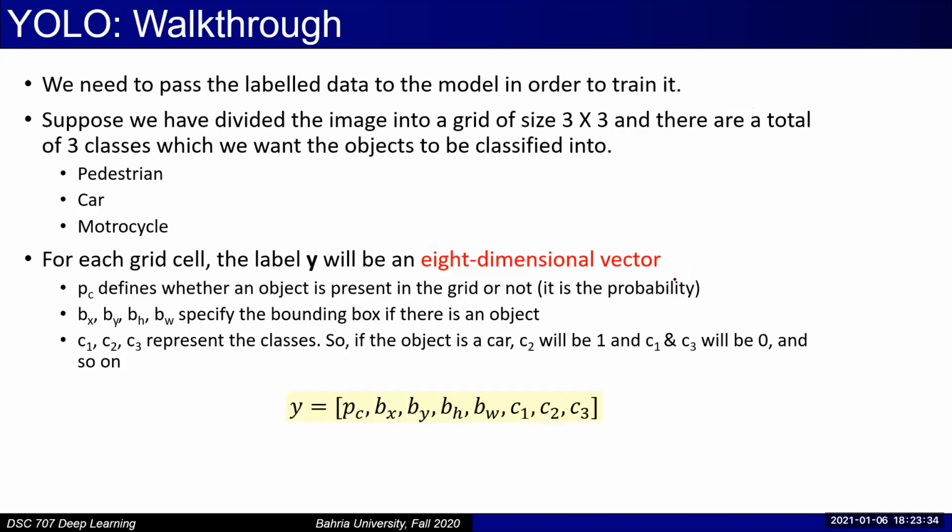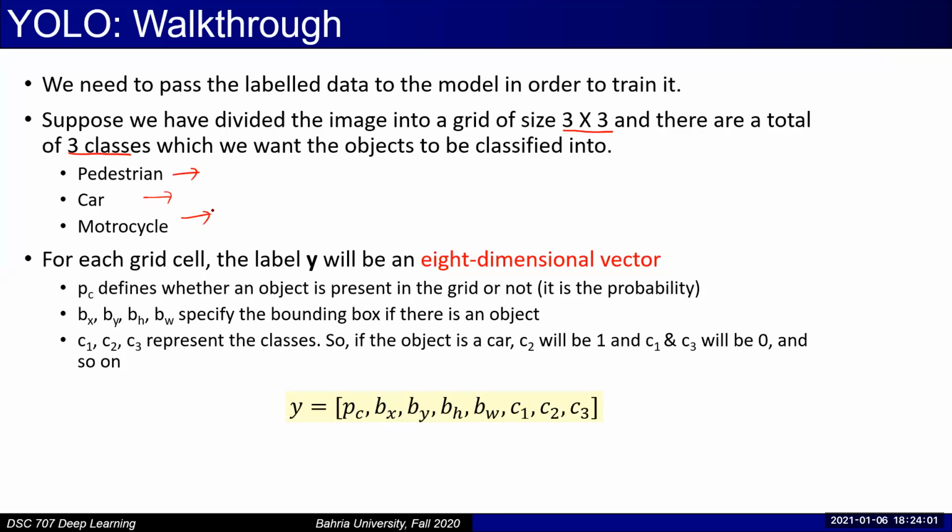Now, the first thing is how do we label data? How do you associate an object with a grid cell, right? So you see, suppose for this example, we have a grid size of 3 by 3, and we only have 3 classes in our scenario, right? And these 3 classes, maybe we are dealing with roads or highways. So we have pedestrian, car, and motorcycle. Okay, these are the 3 classes.